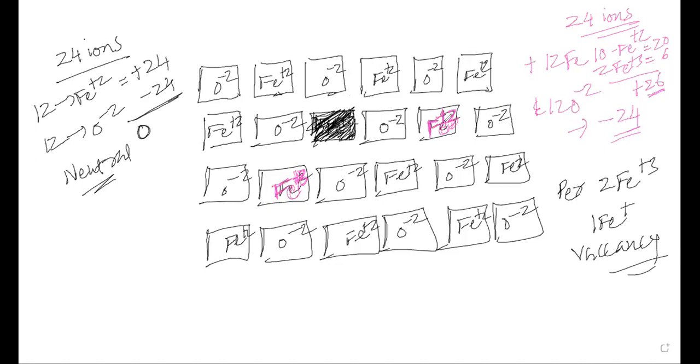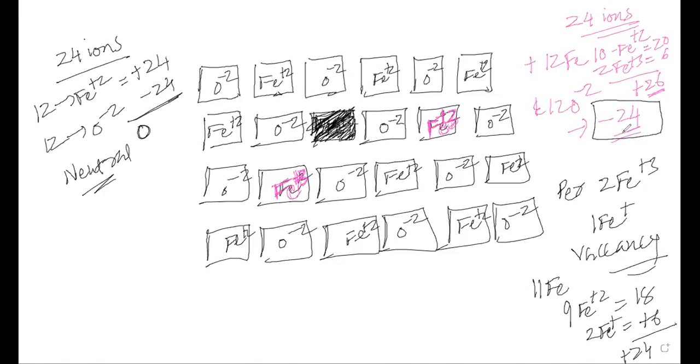And when one of the Fe+2 ions is vacant, my dear students, we will have 11 Fe ions. Out of that, we will have 9 Fe+2, that will give you plus 18, and then we have 2 Fe+3, which will give you plus 6 charge, and in total we will have plus 24 charge, and we will have minus 24 charge, and thus the ionic balance is maintained.